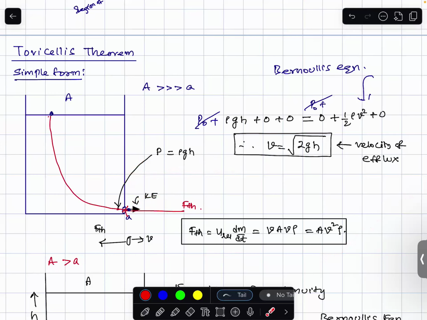That is called the thrust force of the exiting liquid on the container. Any doubt on this? Sure, every student in the class.